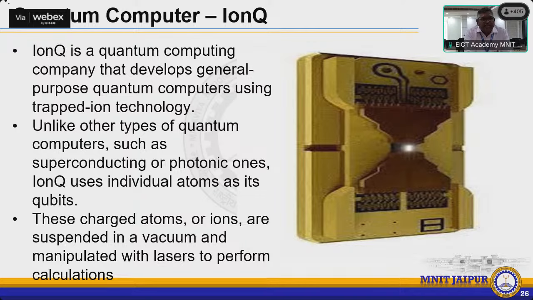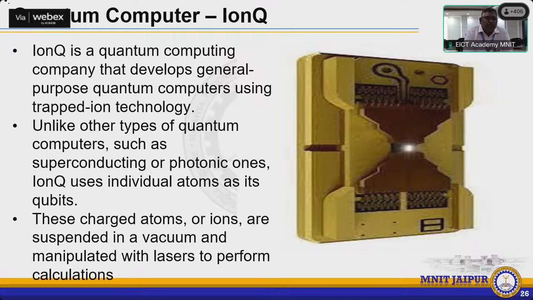Then the next company is IonQ, a quantum computing company. General purpose quantum computers are created. Here they use what is called trapped ion technology. We were discussing the last quantum processor also, which was based on trapped ion, which was the Helios by Quantinuum, right? The other types of quantum computers are superconducting or photonic ones. But here you use individual atoms as qubits. In the previous case, it was barium, right? These charged atoms or ions are suspended in vacuum and manipulated with lasers to perform calculations.